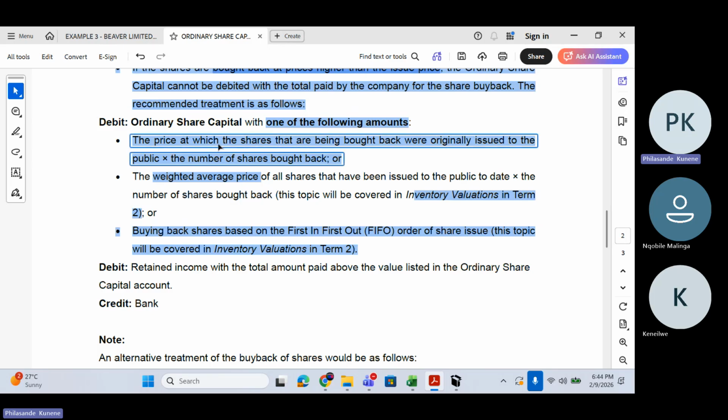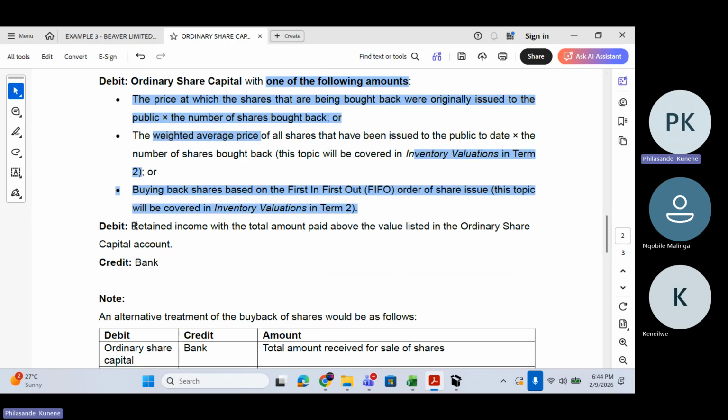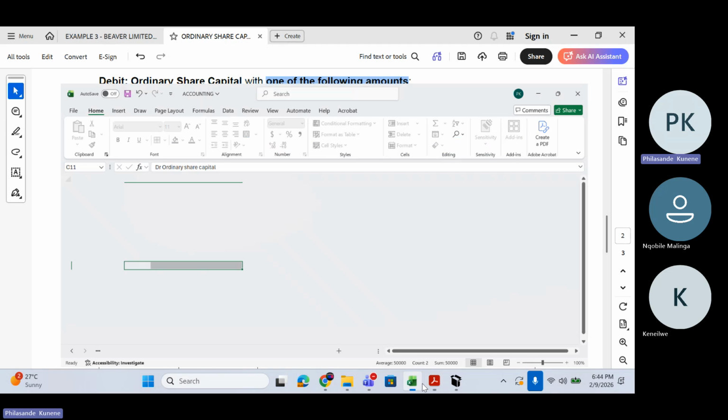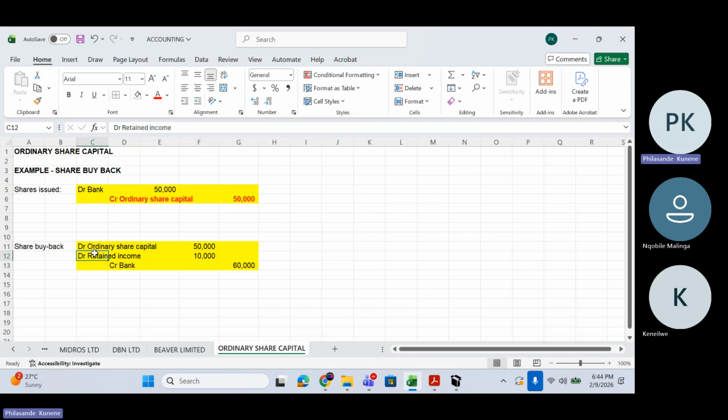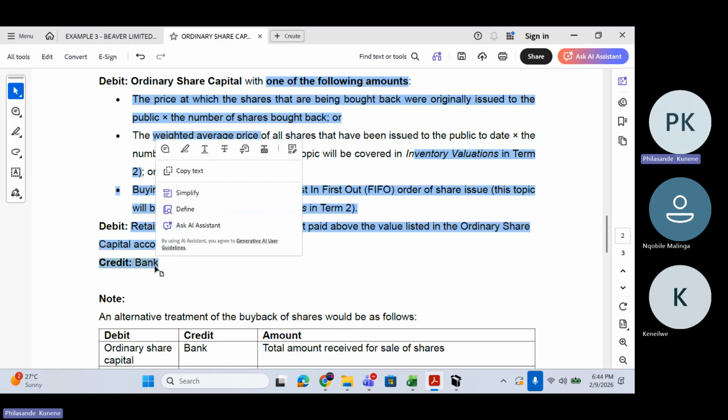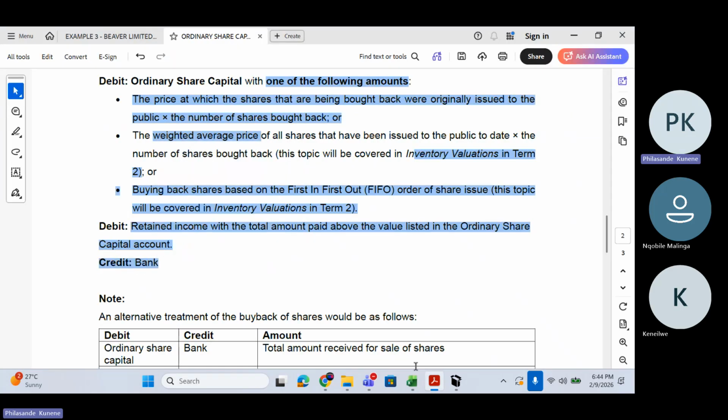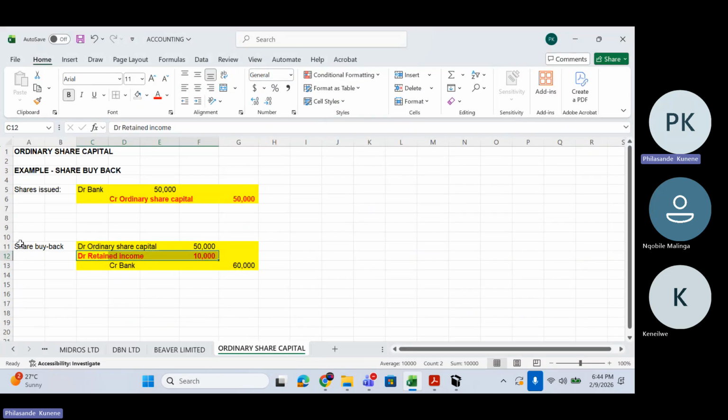So which means now ordinary share capital will be debited with the weighted average price. And then what am I going to debit? Debit retained income with the total amount paid above the value listed on the ordinary share capital account. Then that's when I start debiting retained income with the difference, as you can see here. And then what am I going to credit? Then I credit the bank with the total. So we end up having 3 lines.